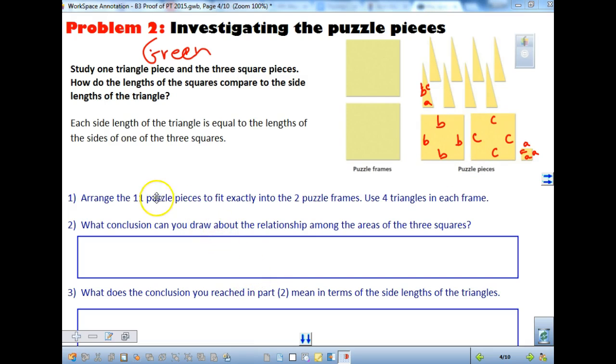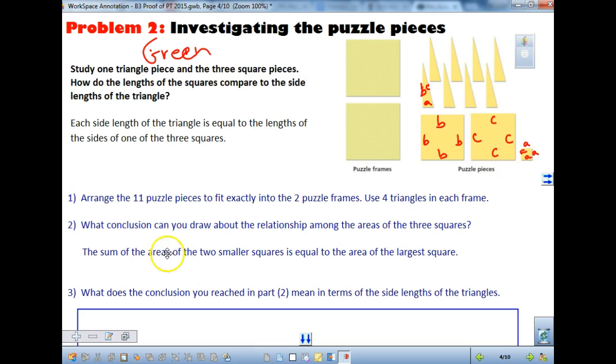The first thing you're asked to do is to arrange the 11 puzzle pieces to get them to fit in these two frames. My hint is the two smaller squares go together and the big one is by itself. You might have things turned, so pause the video again and try to arrange these. What it then asks you is, what conclusion can you draw? So what we might do is have the document camera on and just switch between the video right now, which is being paused, and the document camera so that you can see what some students did.